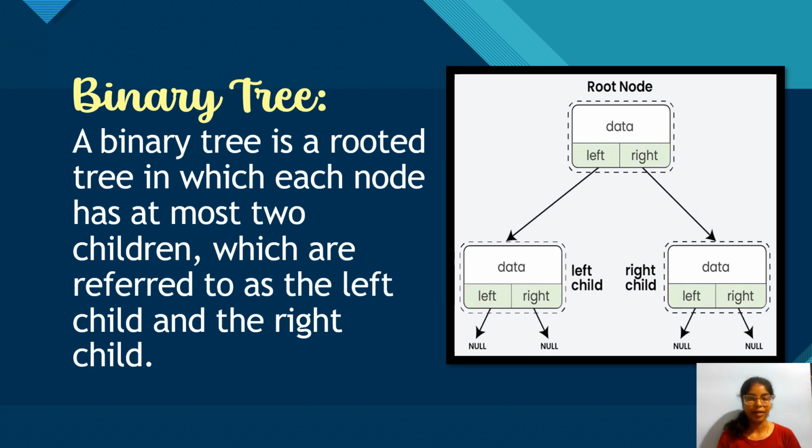Understand what is a binary tree. A binary tree is a rooted tree in which each node has at most two children. Here is a pictorial representation. This is the root node where the data has left and right paths, where left again is split into a separate node called the left child, where again the data is split into left and right paths. Again we have a separate node called the child, and also again the data is split into left and right.